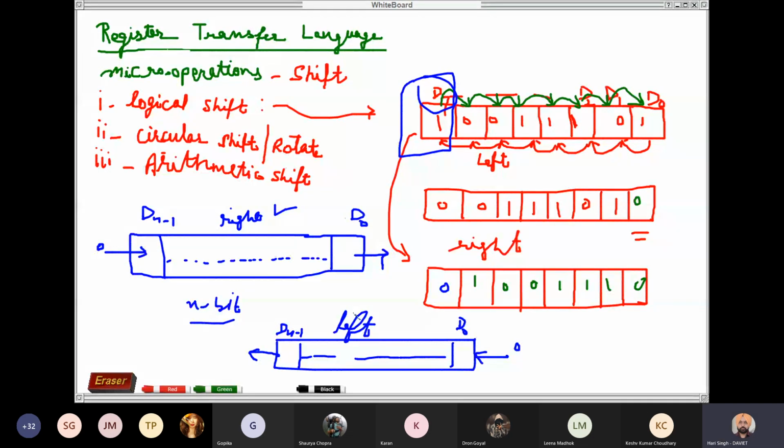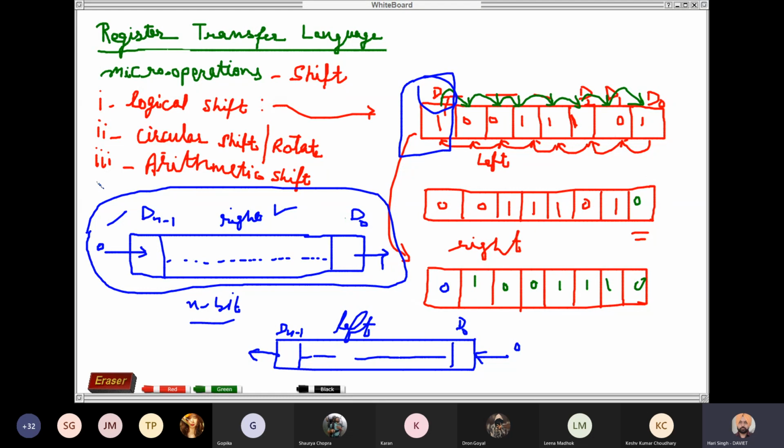Okay, clear, students? Just from this symbol, one can understand the micro-operation that is being performed by the microprocessor. From this symbol, we can judge that the operation being performed is logical shift right operation.